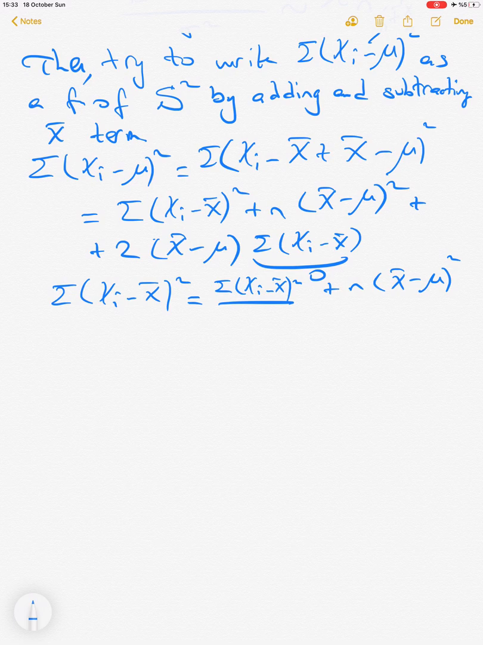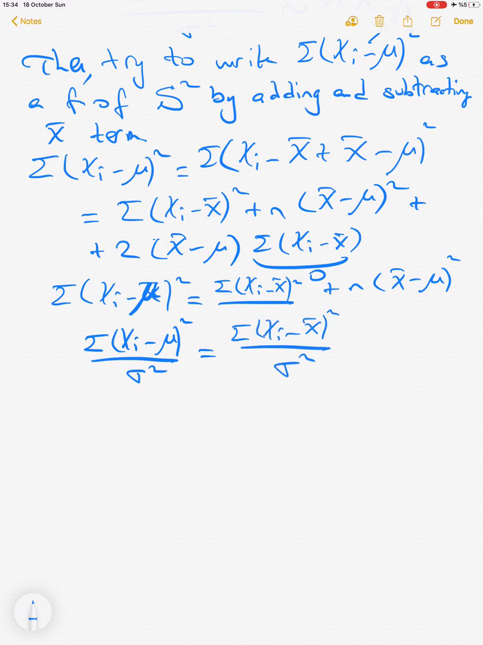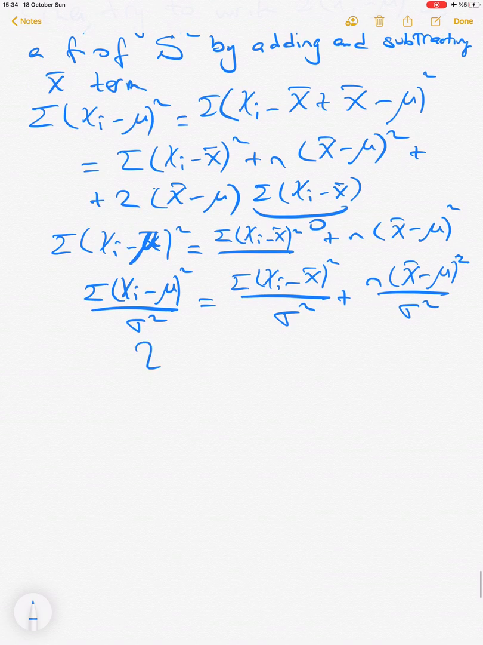Okay, so then again, oops, this should be mu. Sorry about that. Xi minus mu whole square divided by sigma square. So we know the distribution of that. So let's divide both sides by sigma square. So we know that this has a chi-square distribution with n degrees of freedom.